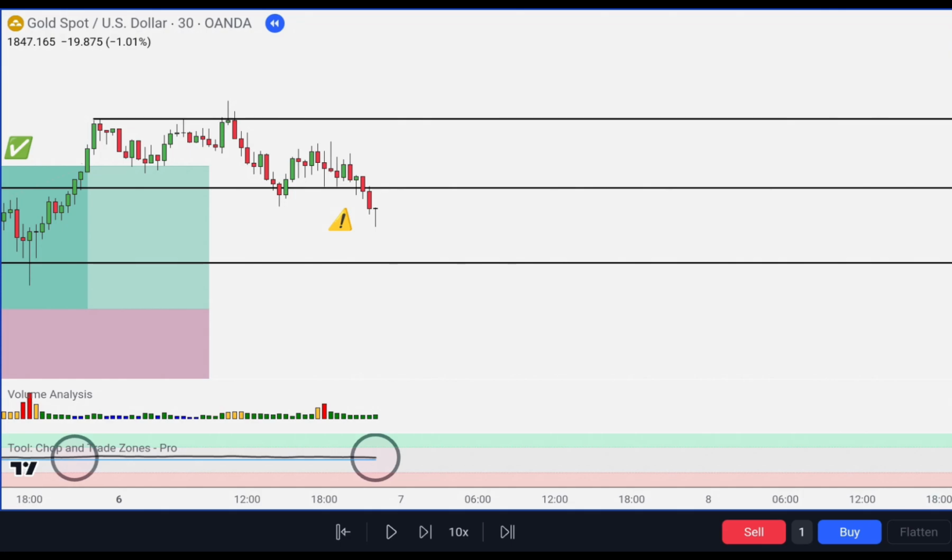However, I want to emphasize a crucial detail. It's important not to forget that the further the black line of the chop and trade zones indicator moves away from the blue pivot line, the stronger the pressure in that direction. However, as the two lines approach each other, horizontal movement in the market and a sudden trend reversal become possible.